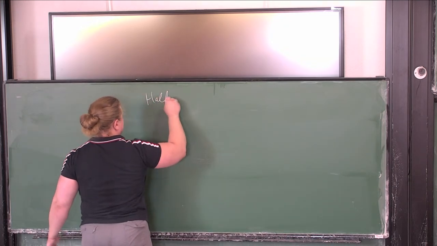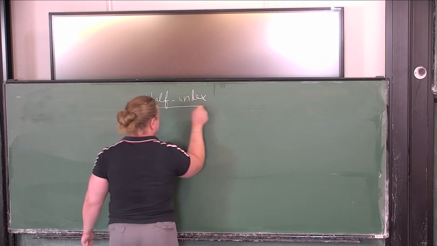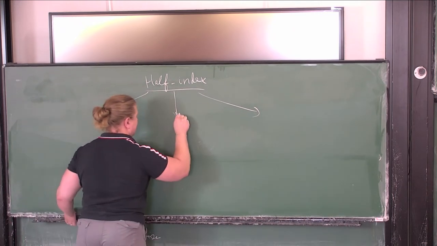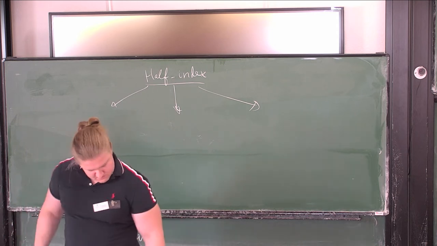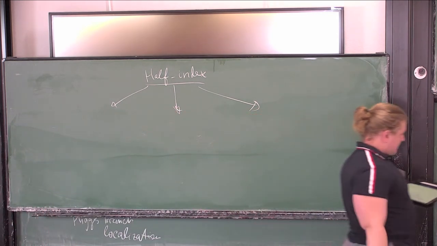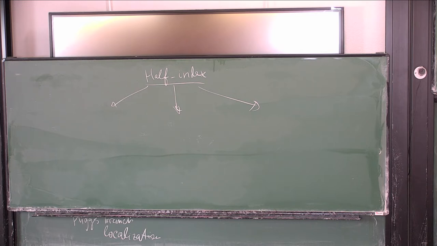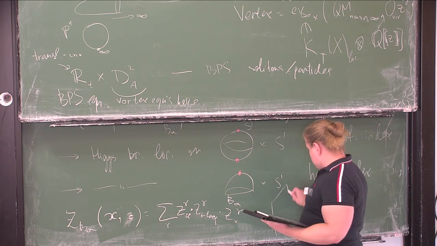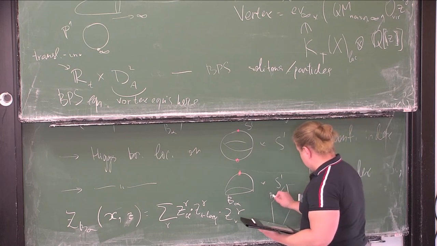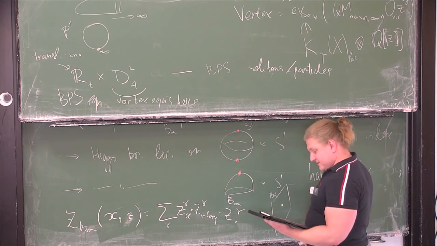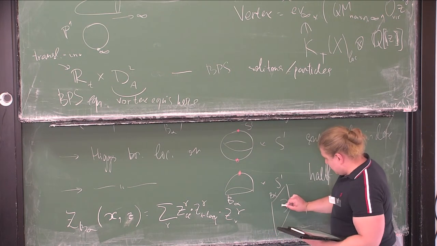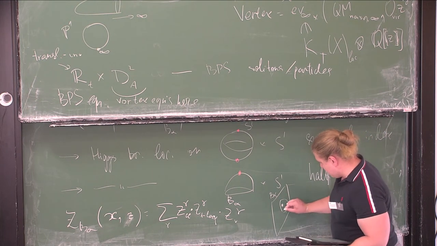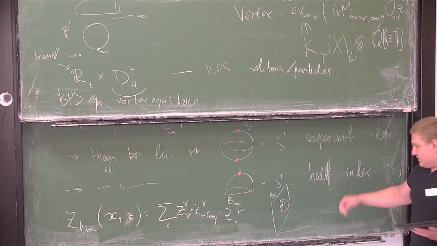So here's this object, half index. And there will be its three applications. Now, physically, such an index really counts local operators at the boundary B alpha. So one should think about it as you have a half space. This is a boundary with a boundary condition B alpha. And then you count local operators. And such a local operator, there's an operator state map, and a local operator corresponds to a state on the hemisphere. So it's known as radial quantization in physics.